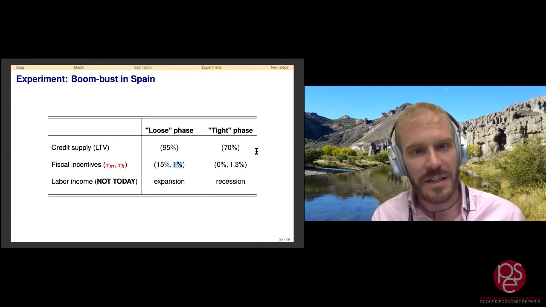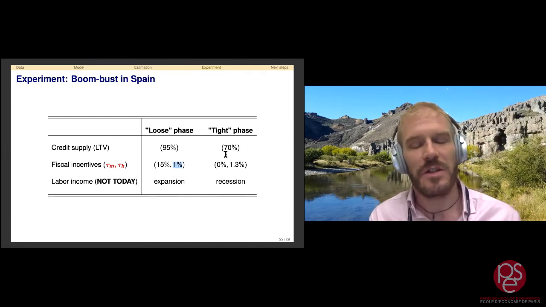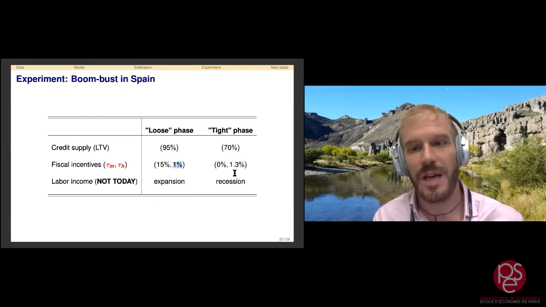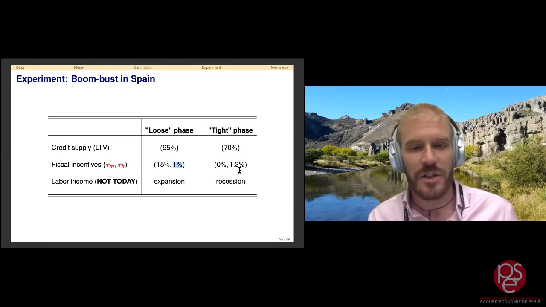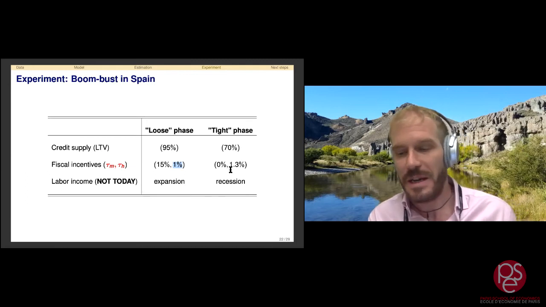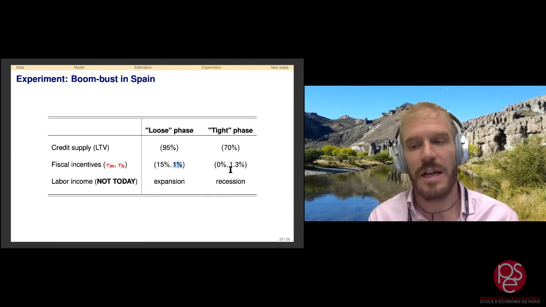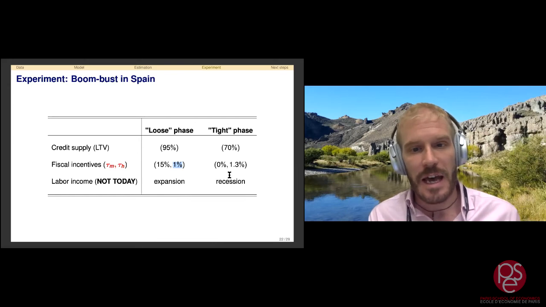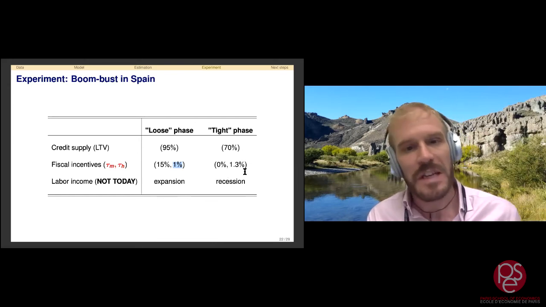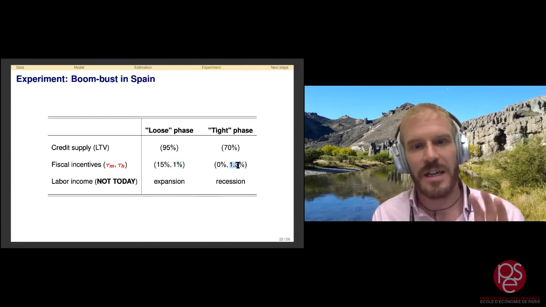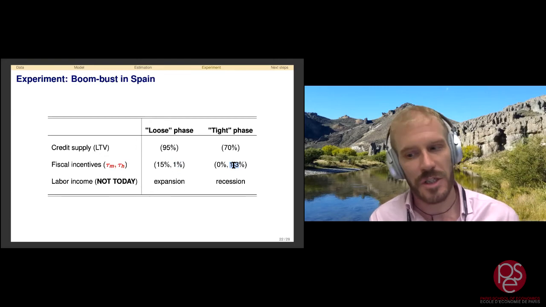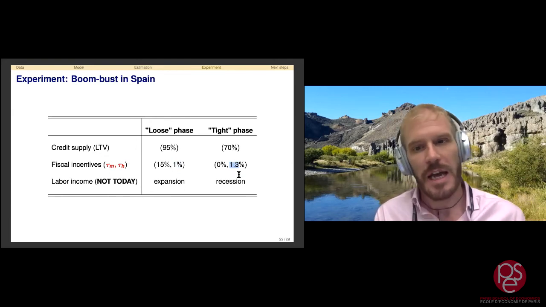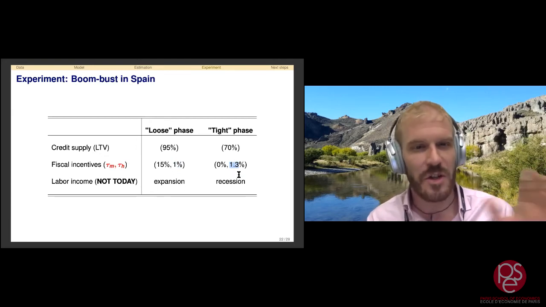And so the tight phase, the credit, so the maximum LTV drops to 70%. Fiscal incentives, so basically the fiscal deductions for mortgage payments disappear. This is what happened in 2012 in Spain. And property taxes increased by 30%. This number, we're still trying to understand exactly how we should pin down this increase, because this is very heterogeneous across regions, and of course it's not time invariant.